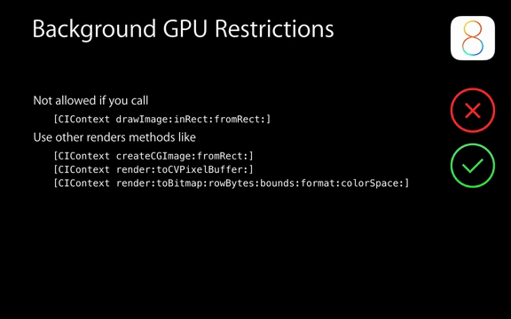There are some restrictions on this GPU usage. It is not allowed if you use CI context draw image in rect from rect, because in that case, Core Image needs to render into the client's Eagle context. However, any of the other render methods, calling create CG image or render to CV pixel buffer or render to bitmap, will all work in this way.